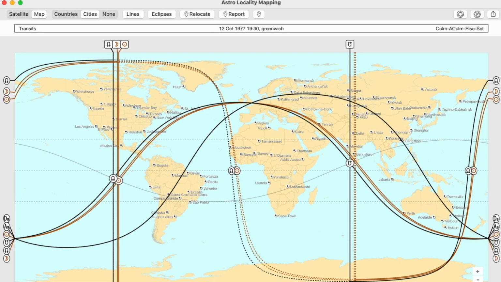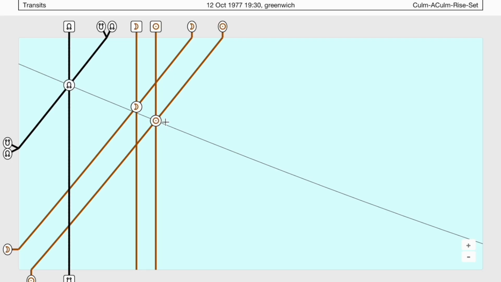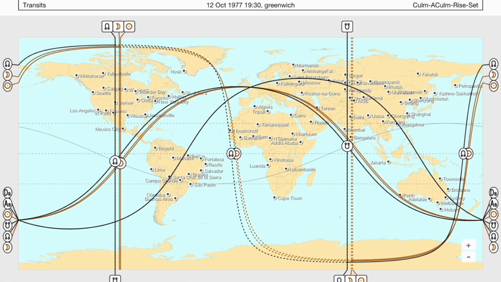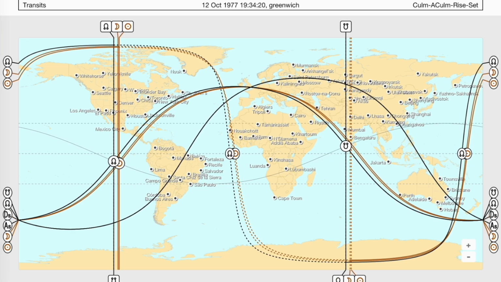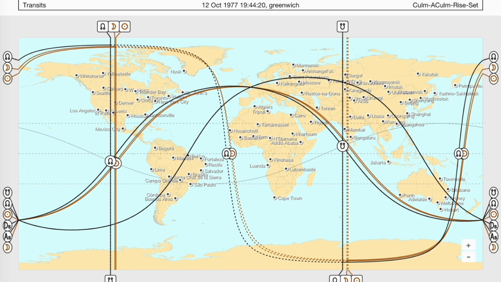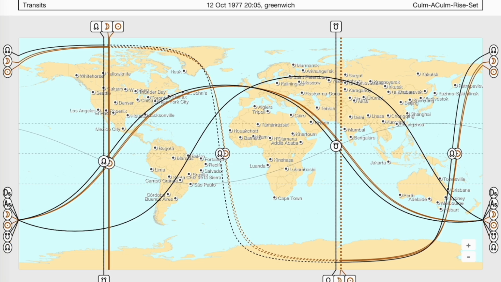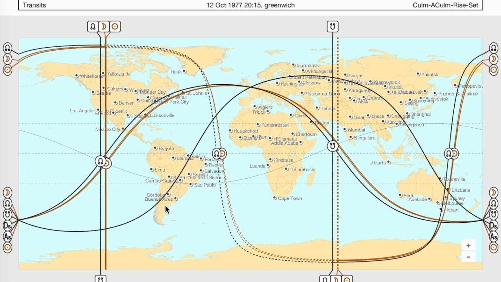To understand these limitations, let's take a closer look at a total solar eclipse that occurred on the 12th October 1977. The time is 7:30 p.m. Universal Time, with the eclipse set to occur in 2 hours. As we can see, the Sun and Moon are not yet overlapping, the Moon being west of the Sun. As time progresses, both the Sun and the Moon move eastward along the ecliptic, with the Moon moving faster than the Sun. However, due to Earth's rotation, the entire system appears to rotate westward.